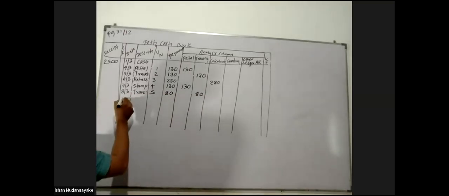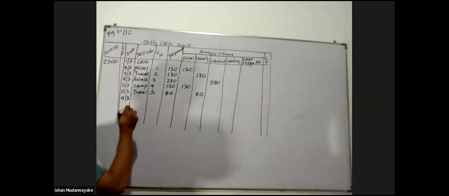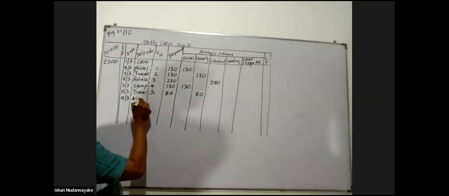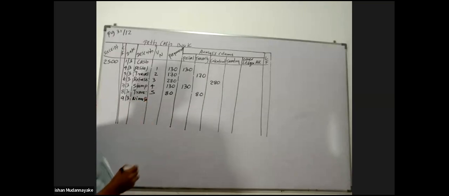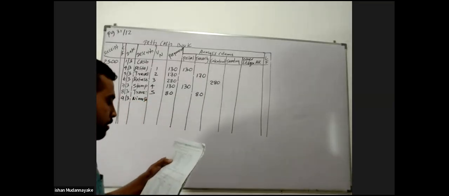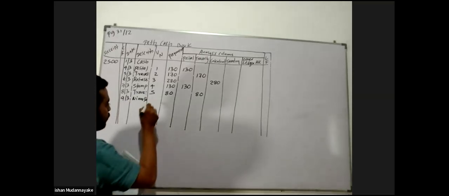Categorize under traveling. And then 9th March, payment to Nimesh. Now, how to record the payment to Nimesh? Payment to Nimesh, voucher number 6.